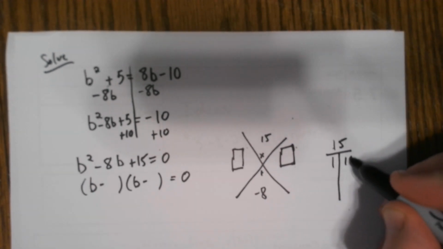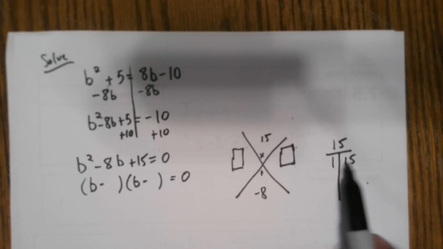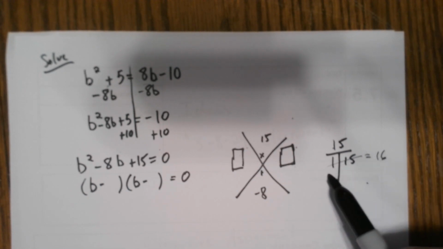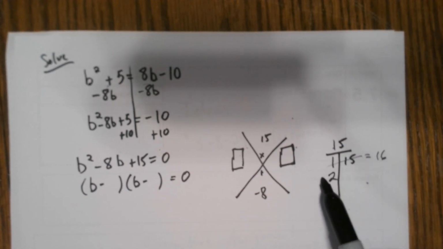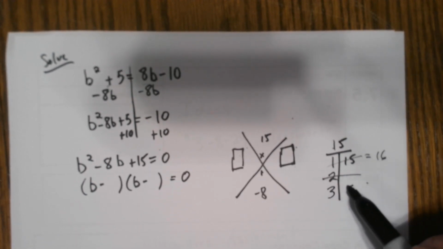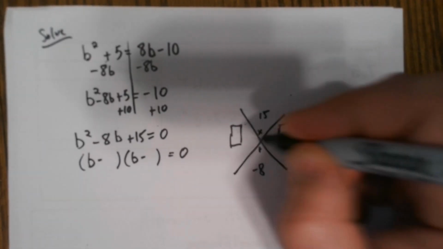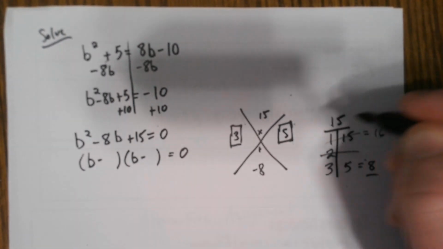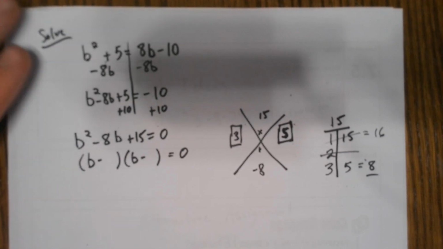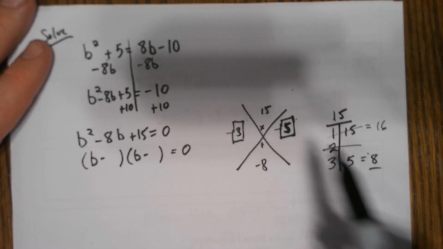So 1 goes into 15 15 times. Do those two numbers add up to 8? No, that's 16, so that isn't it. Does 2 go into 15? No, it's an odd number. Does 3 go into 15? It does 5 times. Is 3 plus 5 8? It is. So we know we're going to have 3 here and 5 here. And then we just got to figure out the signs. Again, we've already established they're both negative, so that has to be negative 3 and negative 5.